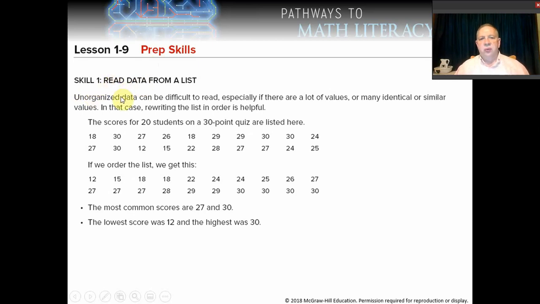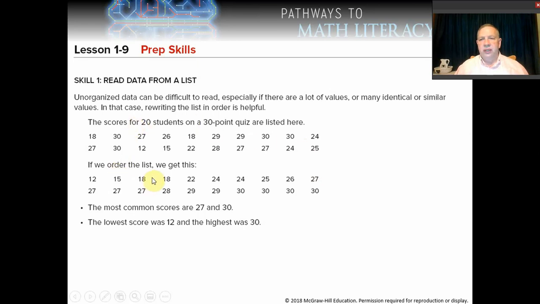Unorganized data can be difficult to read, especially if there are a lot of values or many identical or similar values. In that case, rewriting the list in order is helpful. So here is a list of the scores for 20 students on a 30-point quiz. Here are their scores, 30-point max. If you just look at this all mixed up together, it's pretty hard to get a good comprehension of how everybody did.